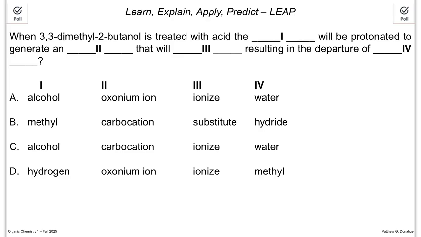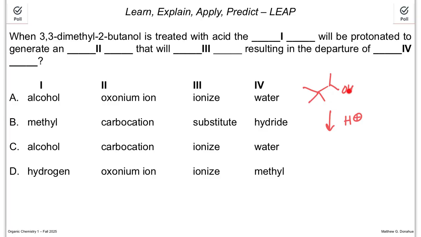So when 3,3-dimethyl-2-butanol is treated with acid, the blank will be protonated to generate a blank that will blank, resulting in the departure of blank. I heard a C, I heard an A, so it's between C and A.